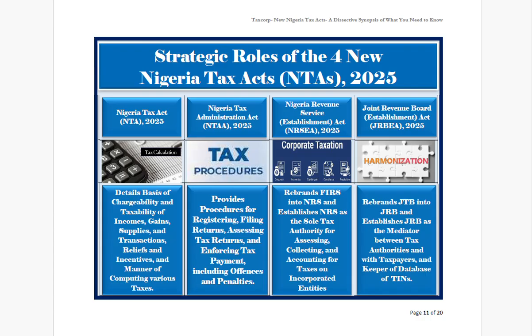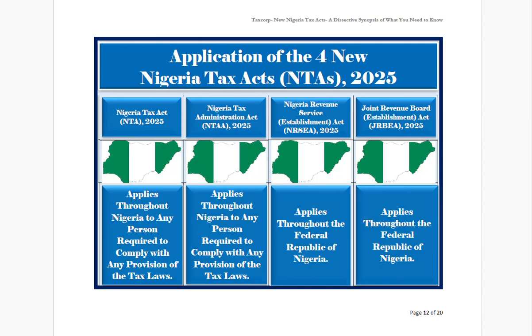And the last one, the Joint Revenue Board: the strategic role is that it rebrands the Joint Tax Board into the Joint Revenue Board and establishes it as a mediator between tax authorities and taxpayers, and keeper of the database of tax identification numbers.